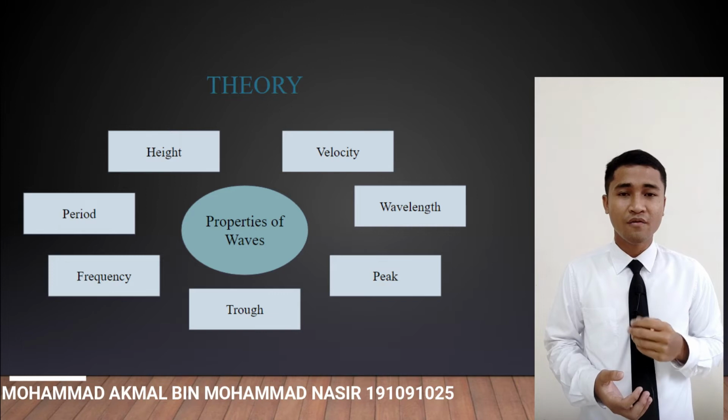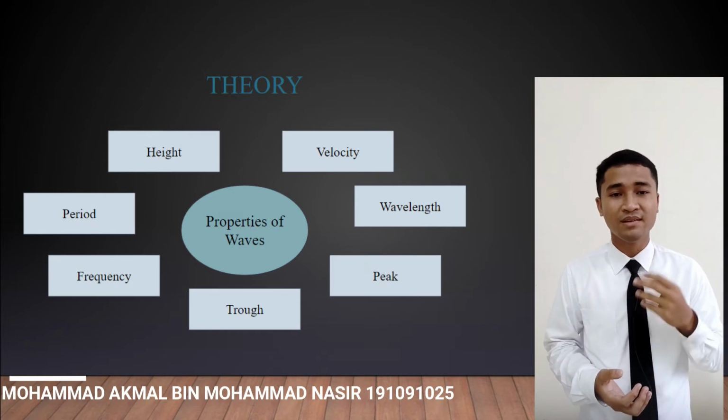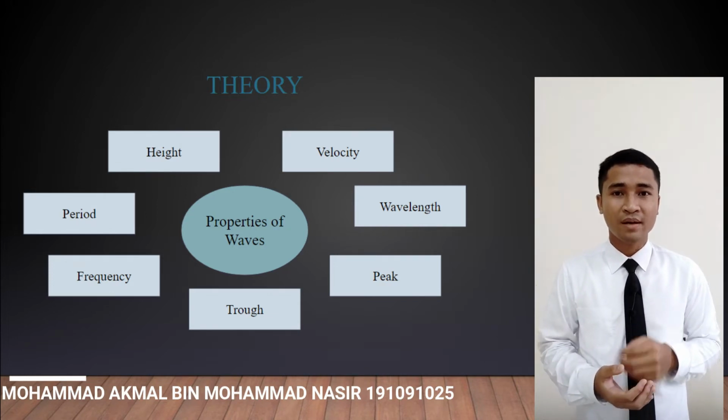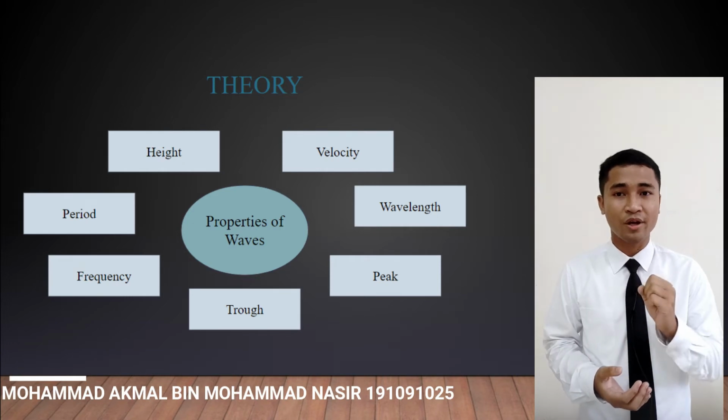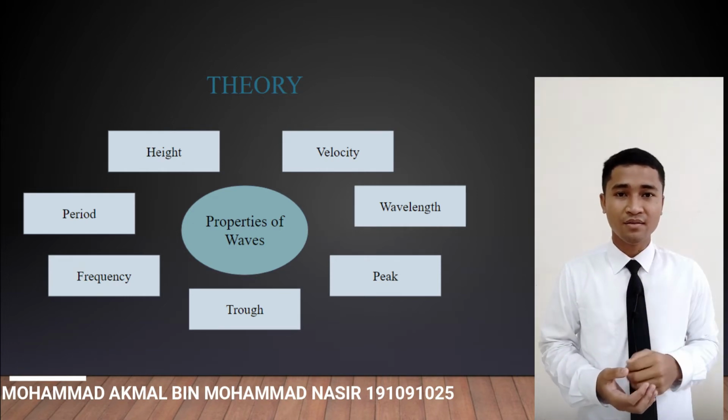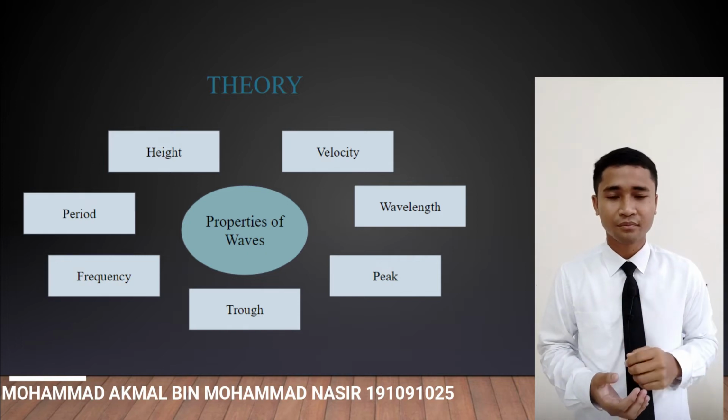Frequency is the number of waves that pass through the fixed point per second. Period, the time taken for one wave to pass a fixed point. Height, the difference between the peak and the trough.